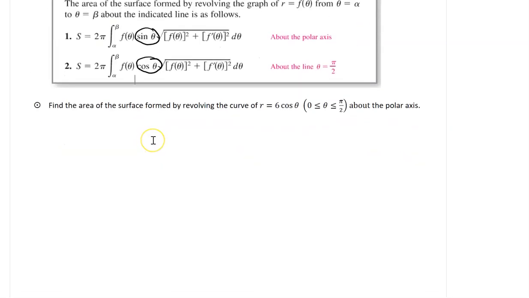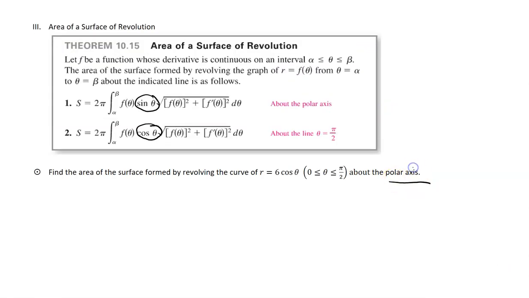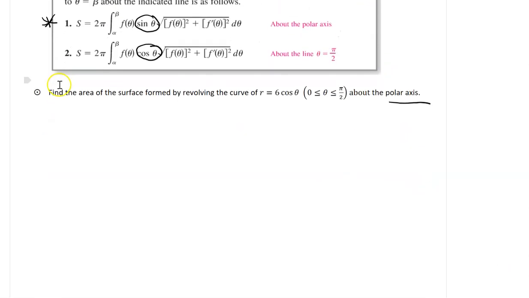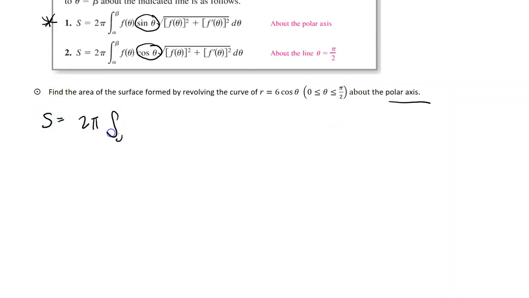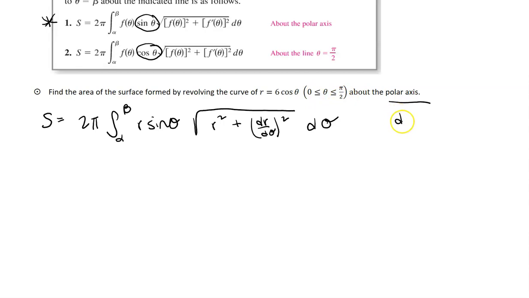So for this example, we're looking around the polar axis, so we know we're going to be looking at this formula. So my S is going to be 2 pi times the integral from alpha to beta of r sine theta times the square root of r squared plus dr over d theta squared d theta. And my alpha is 0, my beta is pi over 2, and my r is 6 cosine of theta. So the only other piece of information I need is dr over d theta, which is going to be negative 6 sine of theta, the derivative of that guy right there.